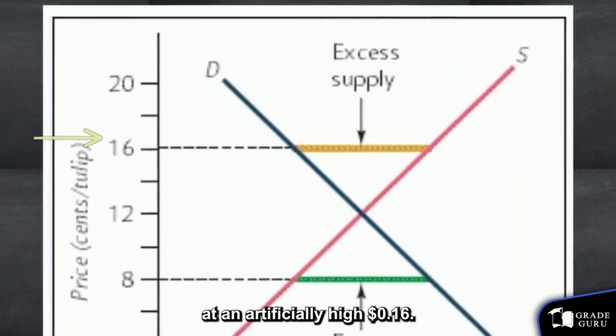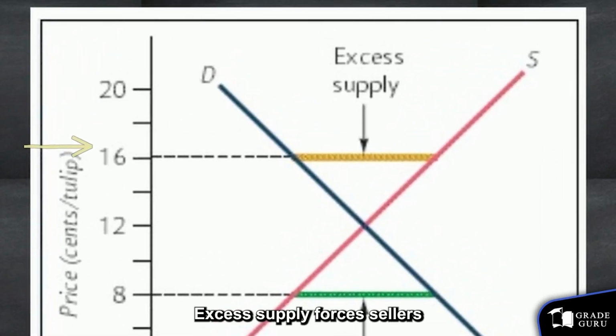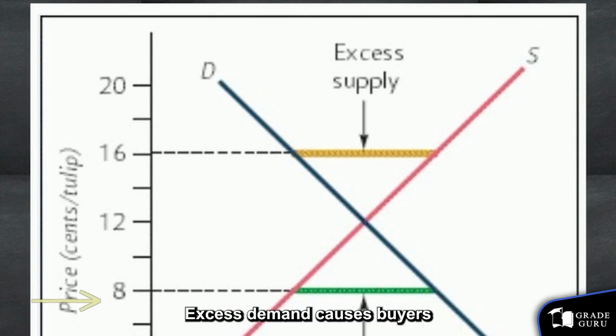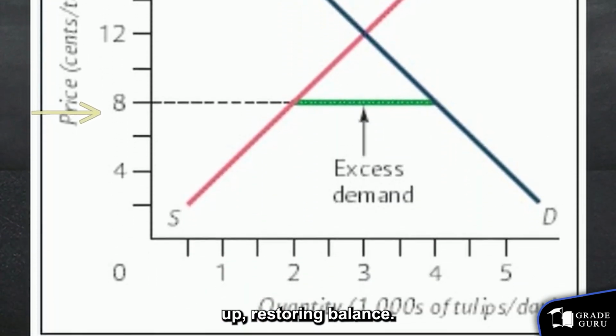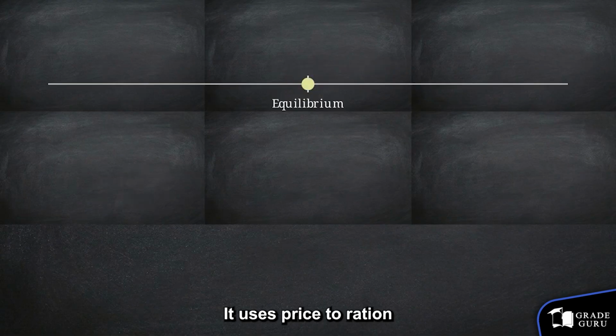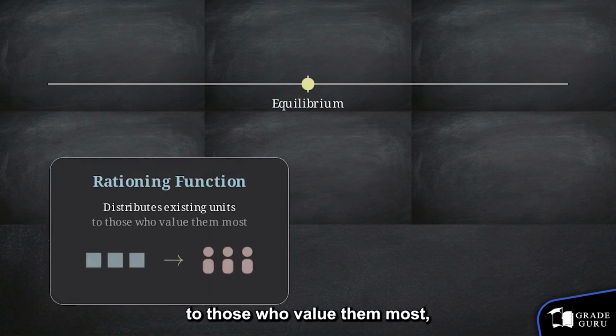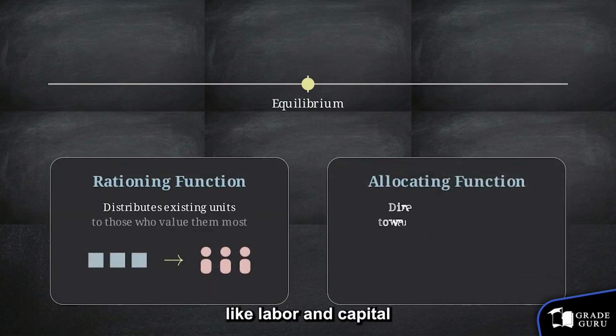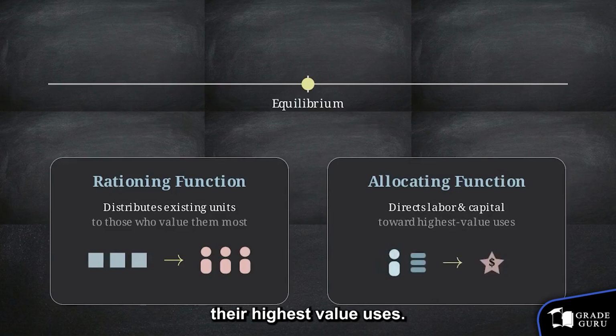At an artificially high 16 cents, excess supply forces sellers to lower prices. At 8 cents, excess demand causes buyers to bid prices up, restoring balance. This self-correcting pressure is called the invisible hand. It uses price to ration existing units to those who value them most, and to allocate resources like labor and capital toward their highest value uses.